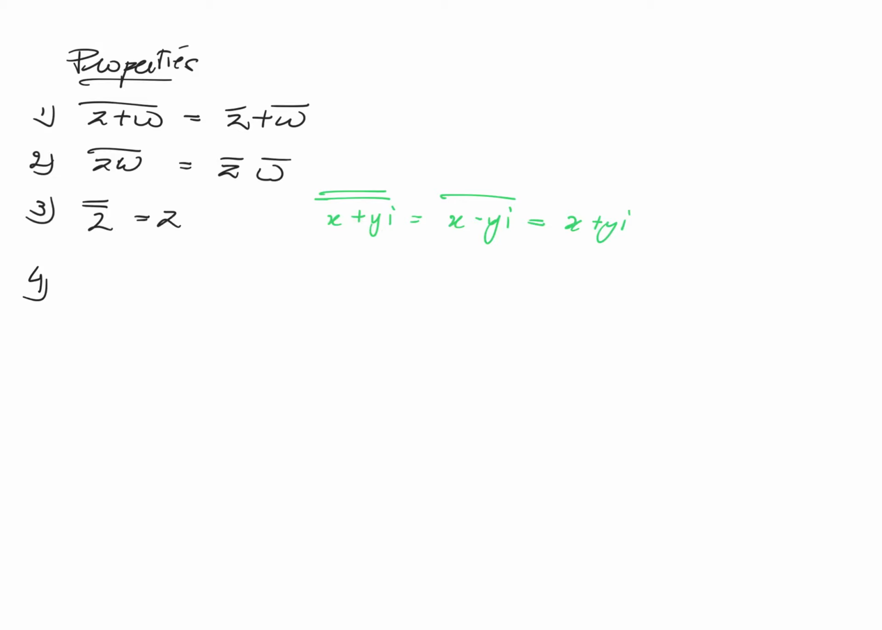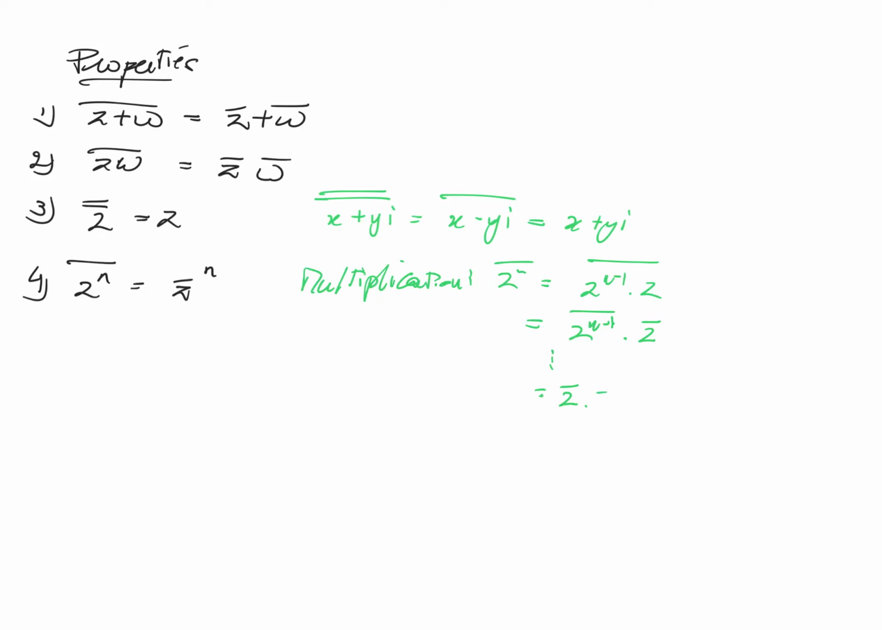Fourth property: if we take z to the power n and we take the conjugate of this power, this is the same as the conjugate of z to the power n. Here we just apply the multiplication. So the conjugate of z to the power n is the conjugate of z to the power n minus 1 times the conjugate of z. Then the second rule tells me that this is the conjugate of z to the n minus 1 times the conjugate of z. And then we keep continuing this until we have z conjugate times z conjugate times z conjugate, which is just z conjugate to the power n.